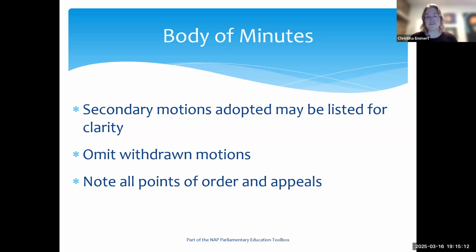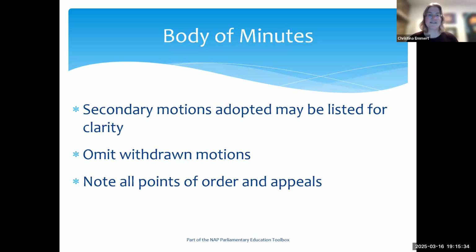Any points of order, and if there were appeals on a point of order. So meaning if a member makes a point of order, and the president says the point of order is well taken, that's all that would need to be put in there. Member such and such made a point of order. The president stated the point of order was well taken.